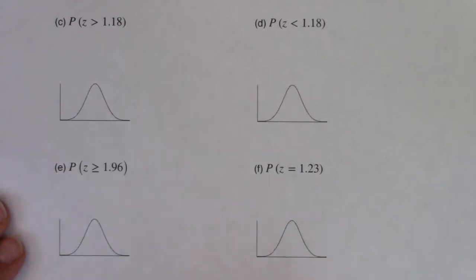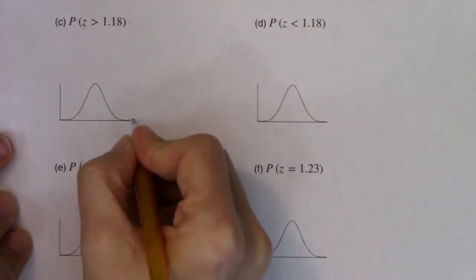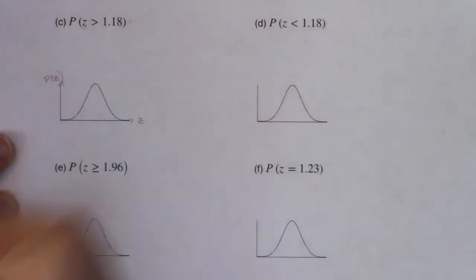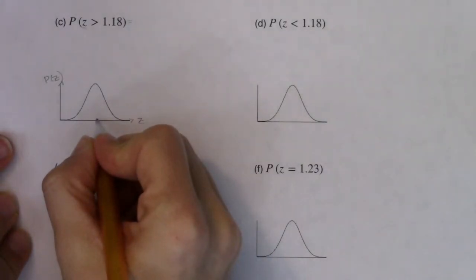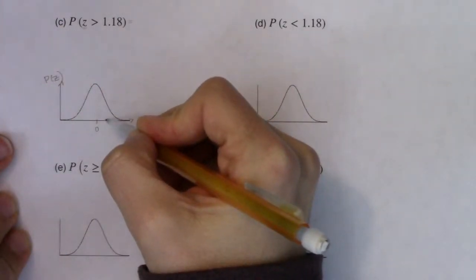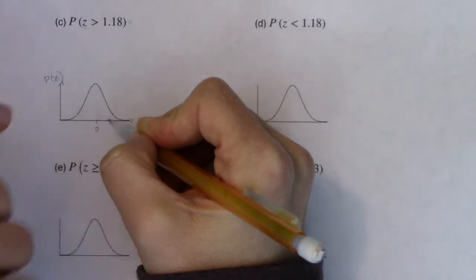Okay, so I want the probability that Z is greater than 1.18. As soon as I see Z, that tells me what curve I'm on. I'm going to label my x-axis with the letter Z. I'm going to label my y-axis with probability of Z this time out. Then I'm going to scale my z-axis. I know 0 is under the peak. Now this says positive 1.18. So 1 is about here, and I'm going to put 1.18 right about there. That seems like a good enough guess for where 1.18 is.